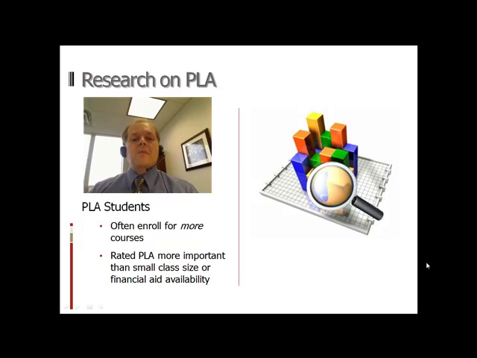PLA students often enroll in more courses than non-PLA students because the PLA students get credit for their prior learning experience, which frees up courses on their schedule so they can take more and graduate faster. Also, students who have participated in the prior learning assessment process have rated it as more important to their educational goals, to their success in education, than being in small classes or even than availability of financial aid.